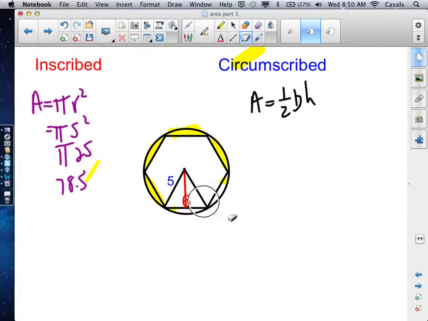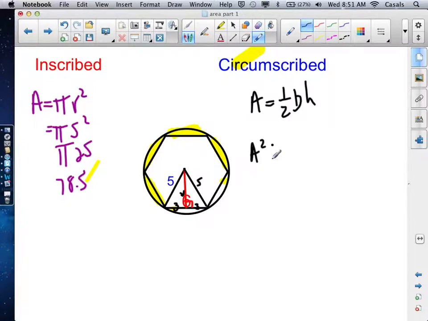So now that I have my height, or my apothem, by the way, if this is going down the middle and the base is 6, this side is what? This side is 3, and this side is 3, right? I know that this is 5, right? How can I find this height here? What can I use to find this height? Well, we can use the Pythagorean Theorem, right? I know that this is A, this is B, and this is C. So I can say A squared plus B squared is equal to C squared.